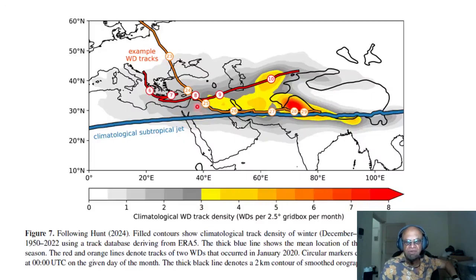So basically you are following dates on top. And what else is happening? Circular markers denote the location of that WD at 00 UTC on the given day of that month. So timestamps. The thick black line denotes a 2-kilometer contour of smooth orography here, which shows you the rainfall, the climatological WD track density as well.